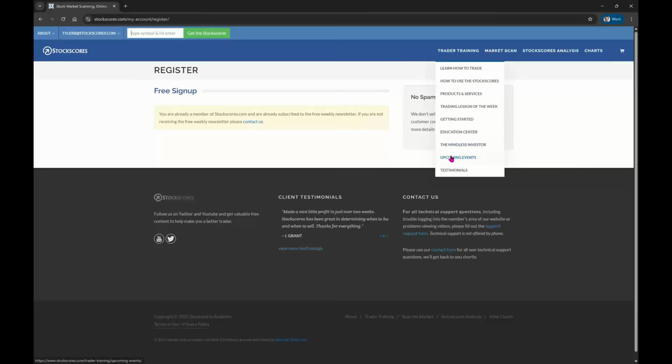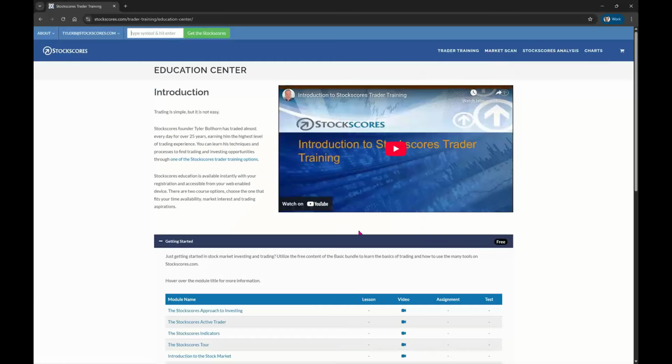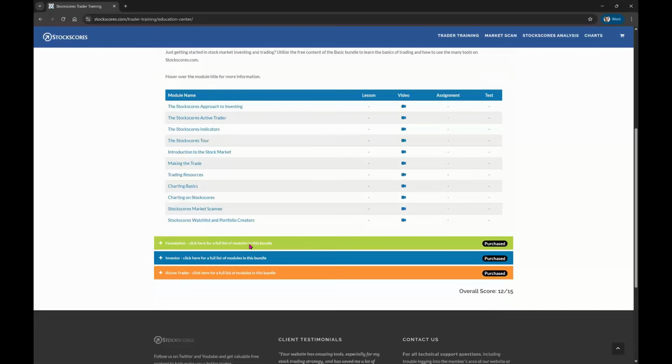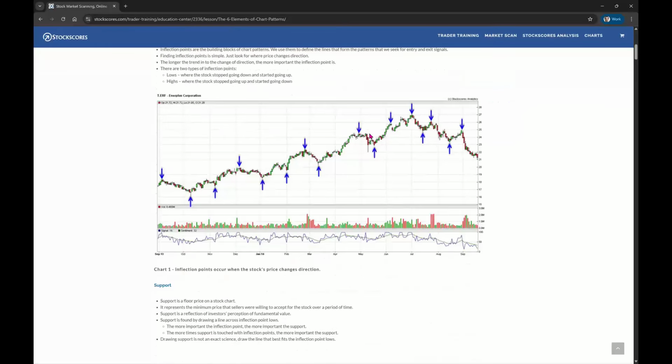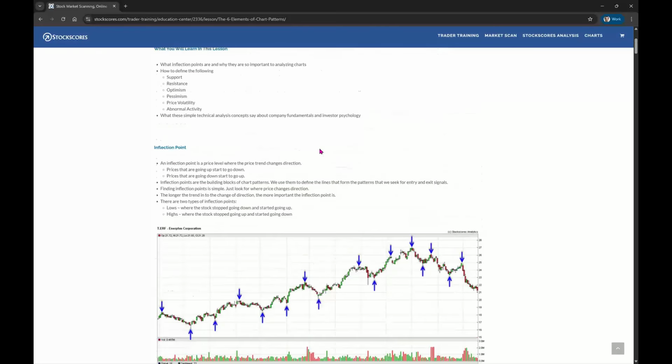Go to Trader Training, and we're going to go to Education Center. And if I scroll down the screen, I can see the foundation section. So for example, the 6 elements of chart patterns. That's what we did tonight. All right, so this lesson has a written component, and I can see all the things. There's inflection points, the exact thing that we talked about this evening.